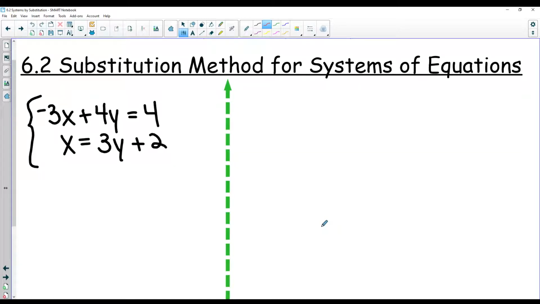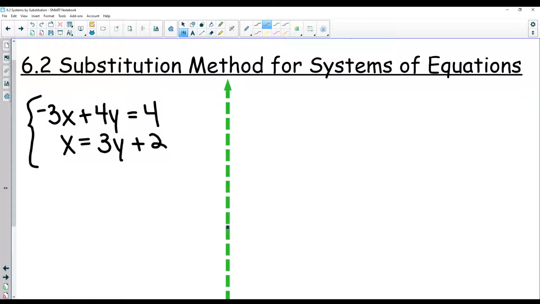Okay, today is substitution method for systems of equations. So we are not going to graph today, but we are going to solve these two equations simultaneously by using the substitution method. Now, notice I've got this dotted line drawn down here because you want to keep your equations separate. The whole idea is to substitute one equation into the other equation. And if you plug it into itself, you don't get anywhere, okay?